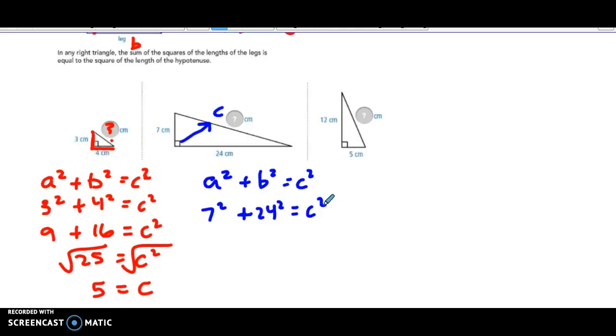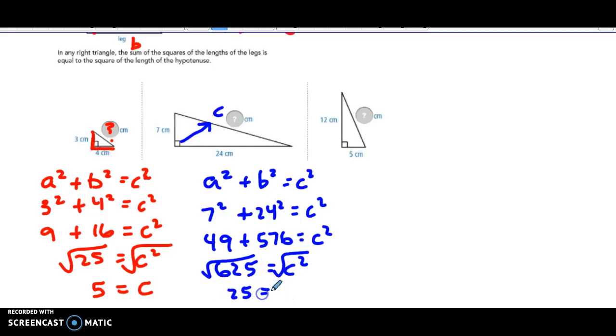Now I'm ready to simplify. 7 squared is 49. 24 squared is 576. And I don't know C squared yet, but I can continue simplifying by adding. And 576 plus 49 is 625. And now I can take the square root of both sides. The square root of 625 is 25, and the square root of C squared is C.